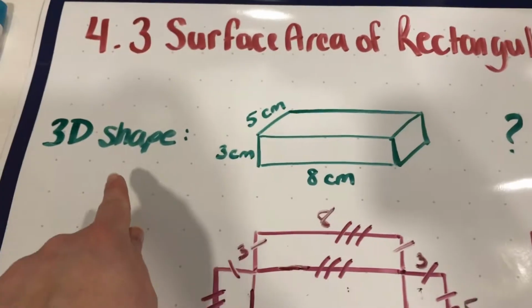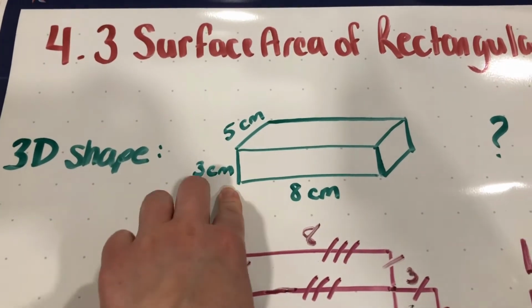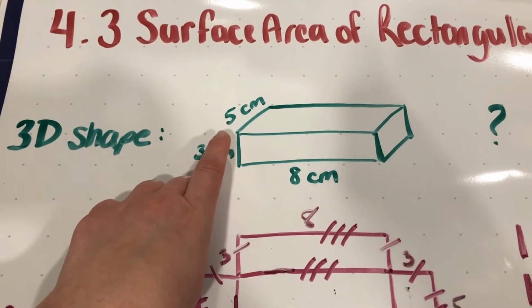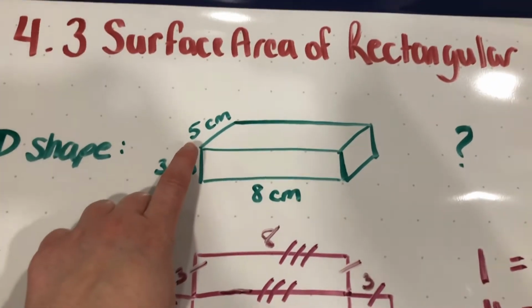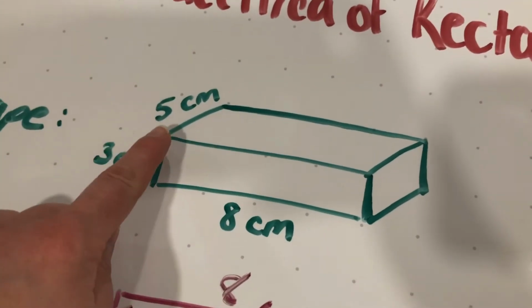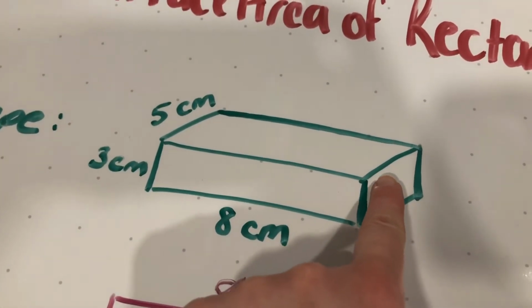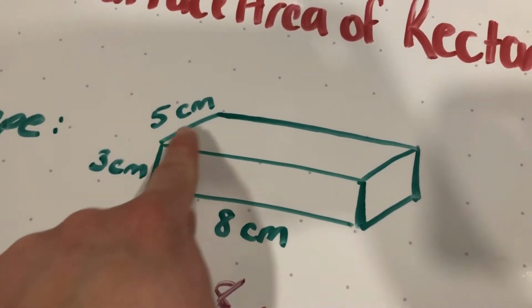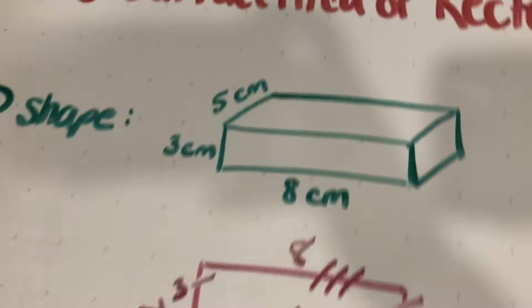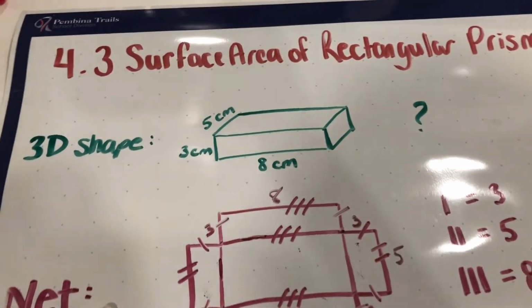I've chosen this 3D shape here. One of the sides is 3 centimeters, one is 8 centimeters, and the other is 5 centimeters. Remember that you can look at your 3D shape and know that the opposite side here is also going to be the same length. So if this one is 5 centimeters, so is this one. Okay, so a rectangular prism.